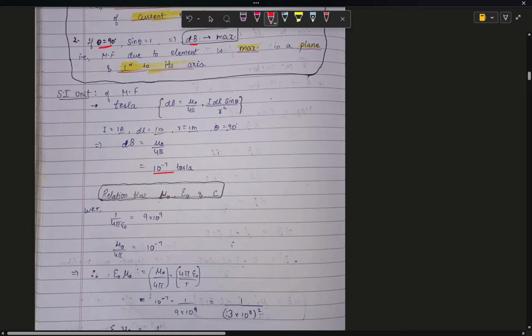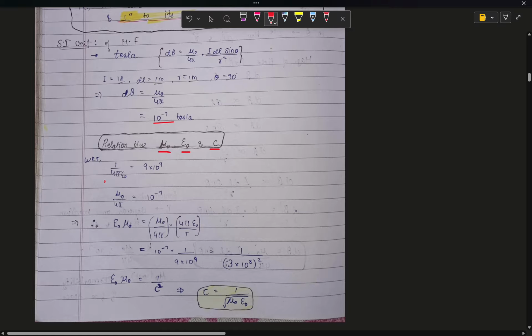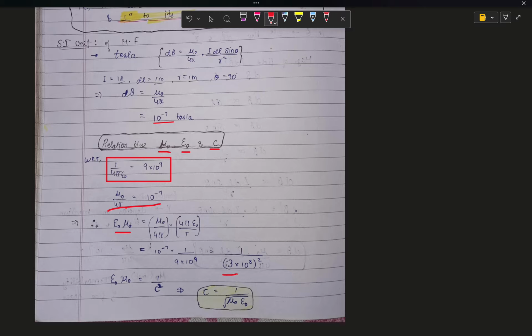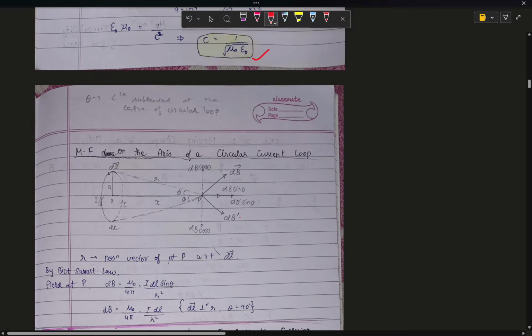Next, the relationship between mu naught, epsilon naught and C, the speed of light. You know from the first chapter that 1 by 4 pi epsilon naught is 9 into 10 power 9, and we know the value of mu naught by 4 pi. If you multiply these two, you get 1 by C square. So C is 1 divided by root of mu naught into epsilon naught. This is also a very important formula.